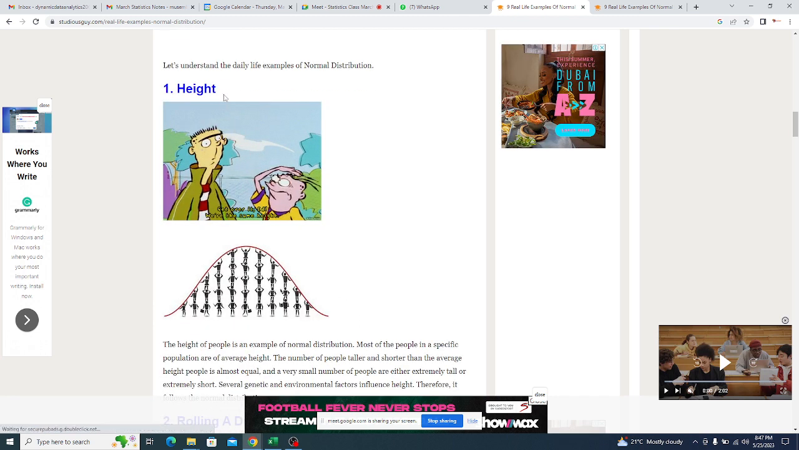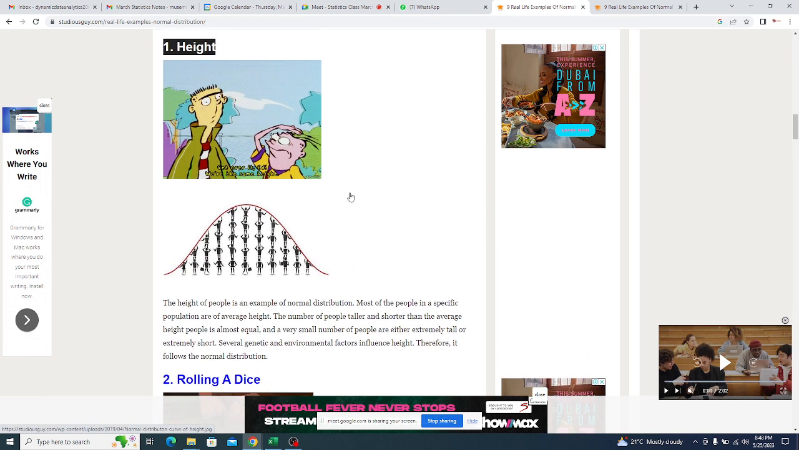So you can see we have the height, meaning that the height data is majorly normally distributed. Why? Because we will have short people, we will have few people who are extremely short. Then we'll also have the majority of people having average height. And then we'll also have extremely tall people.